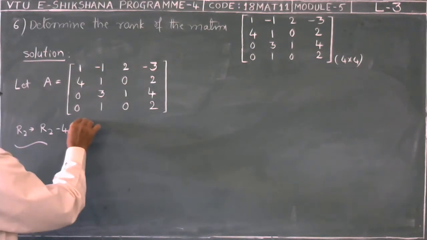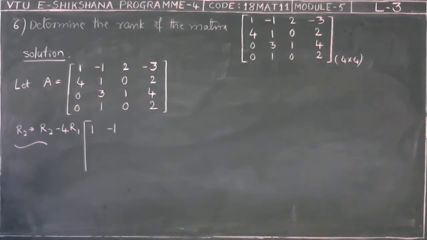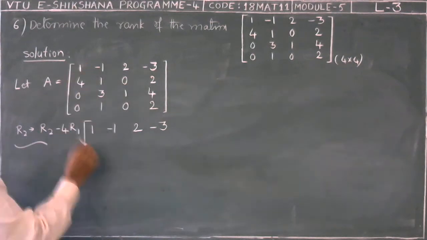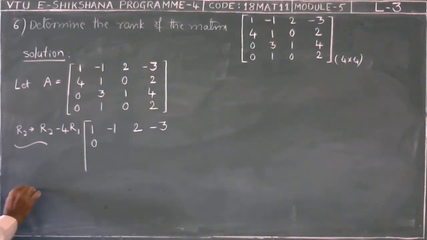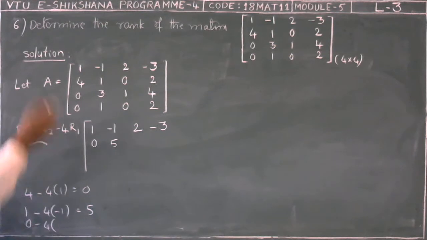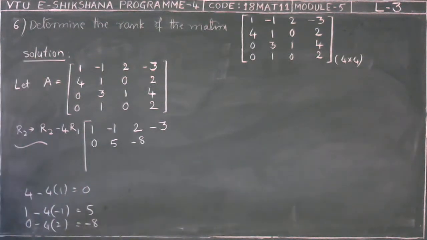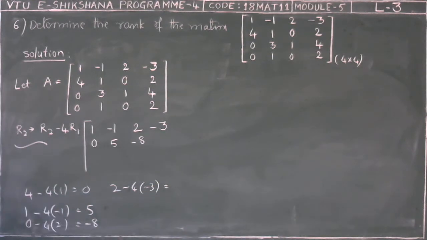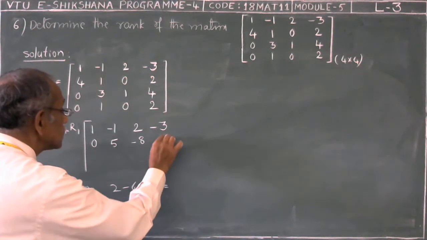Now I get the equivalent matrix. Row 1 is being used, so no change: 1, minus 1, 2, minus 3. Now this will change. 4 minus 4, 0. Then R2: 1 minus 4 into minus 1, so 1 plus 4, 5. Then 0 minus 4 into 2, so this is minus 8. Then this element: 2 minus 4 times minus 3, plus 12 plus 2, that is 14. So this element is 14.